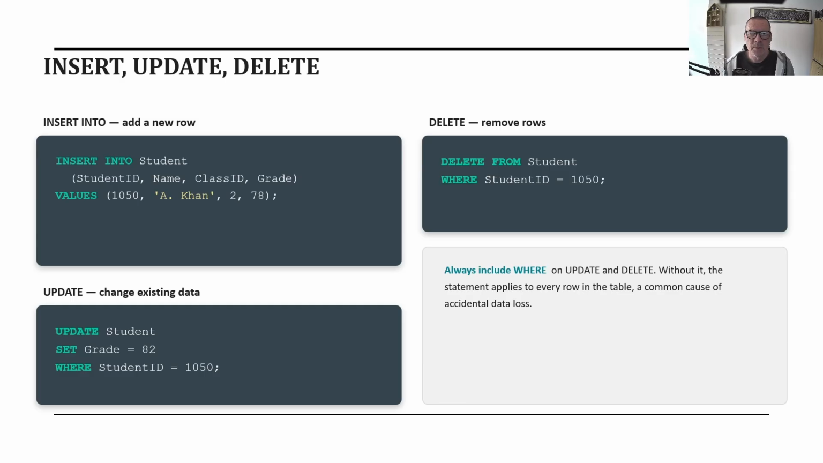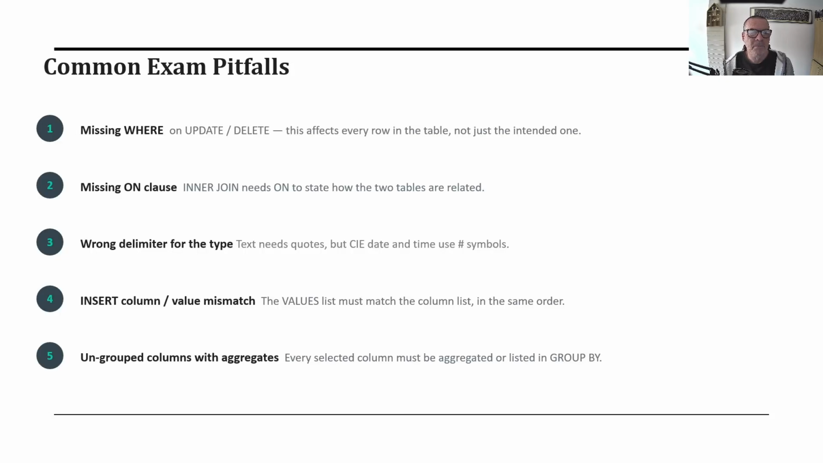It's a common cause of data loss if you forget to do the where. You can quite easily delete an entire table by mistake or change data in the whole table without realizing you've done that. So that's one of the common pitfalls. Number one is missing out the where on an update or delete. You also might forget to do the on clause in the inner join. So if you're doing it that way, remember to use the on to explain how the two tables relate to each other.